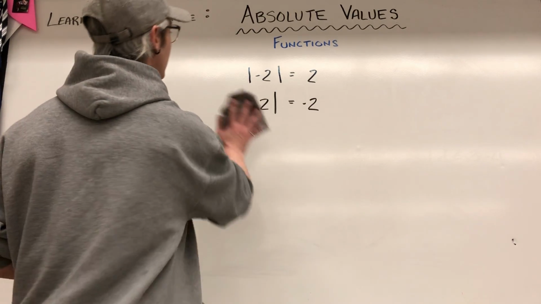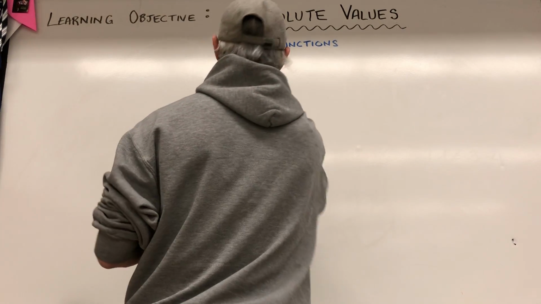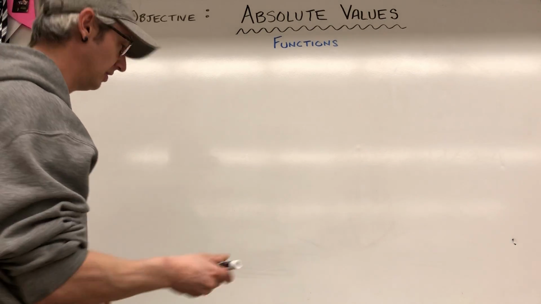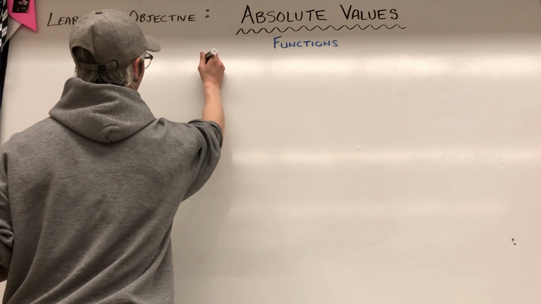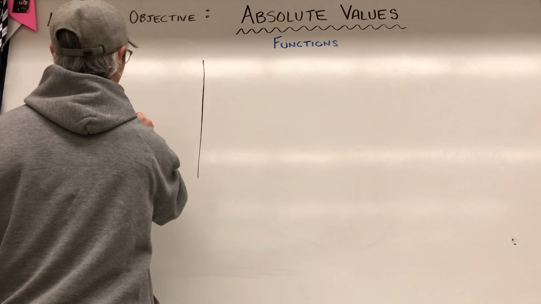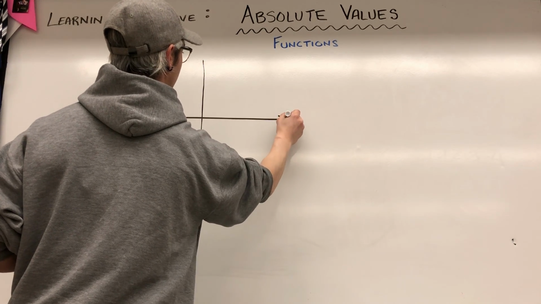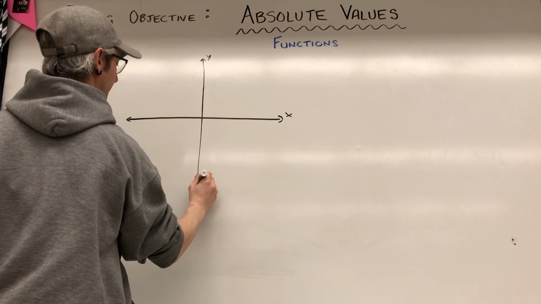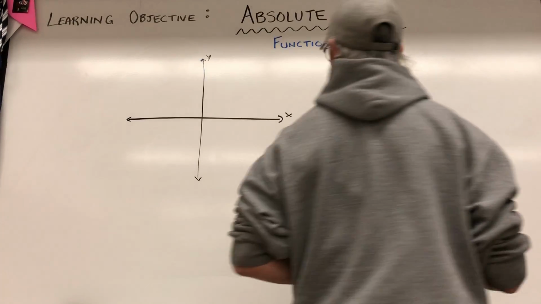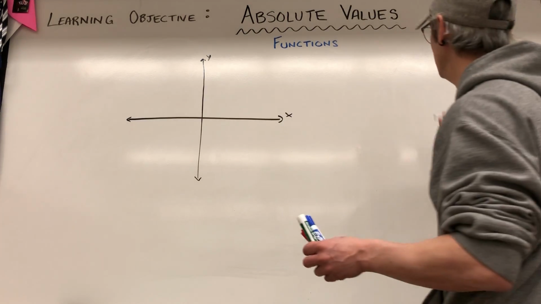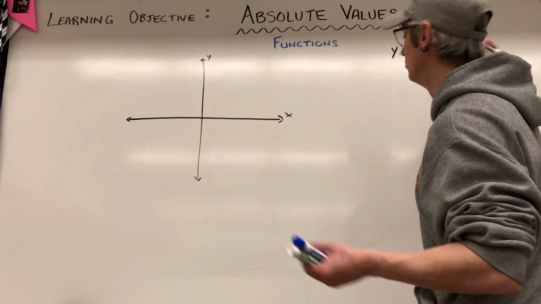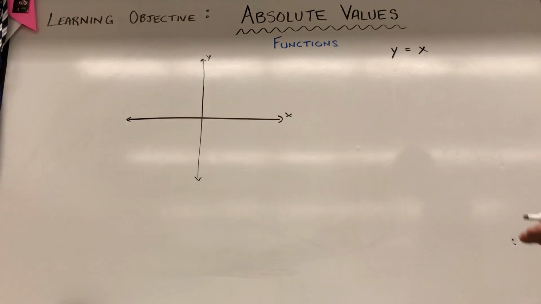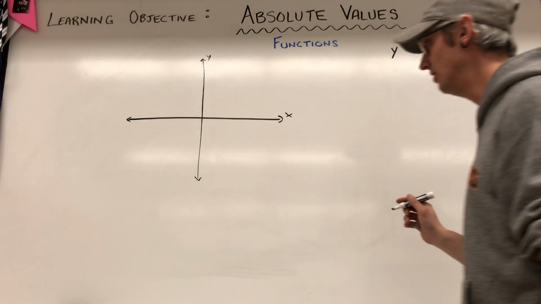So, just like every other thing we do in math, we can graph an absolute value function. Let's start playing around with that, okay? Cartesian coordinates, x and y. Let's say I wanted to graph a linear equation. Let's start really easy here. y is equal to x. The most basic of linear equations.